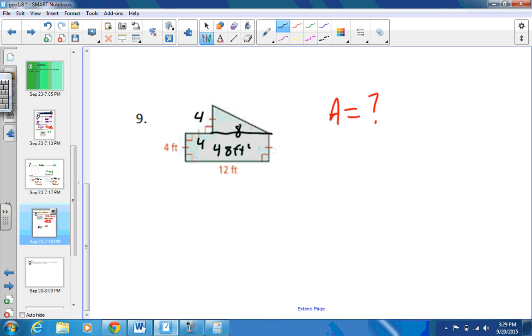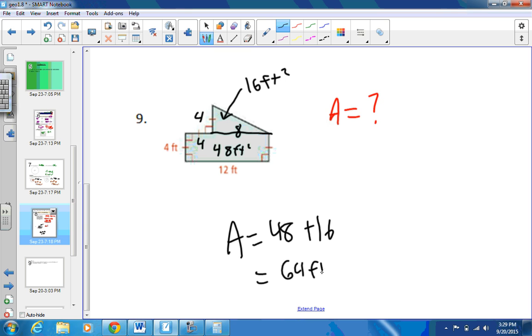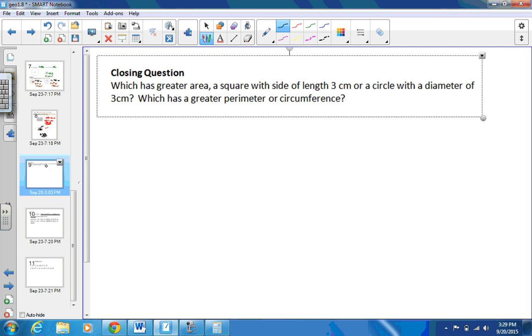And then you have enough to find the area of that triangle. So the area of that triangle would be 4 times 8 divided by 2, which would get you to 32 divided by 2, which is 16 feet squared. So to find the area of the whole, you do the 48 plus the 16. You end up getting 64 feet squared. Alrighty, so that is our little bit of geometry dealing with area, circumference, and perimeter.